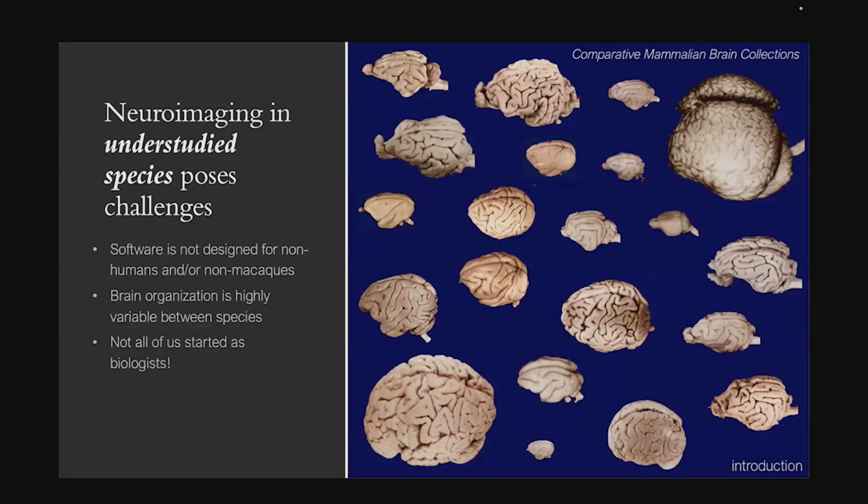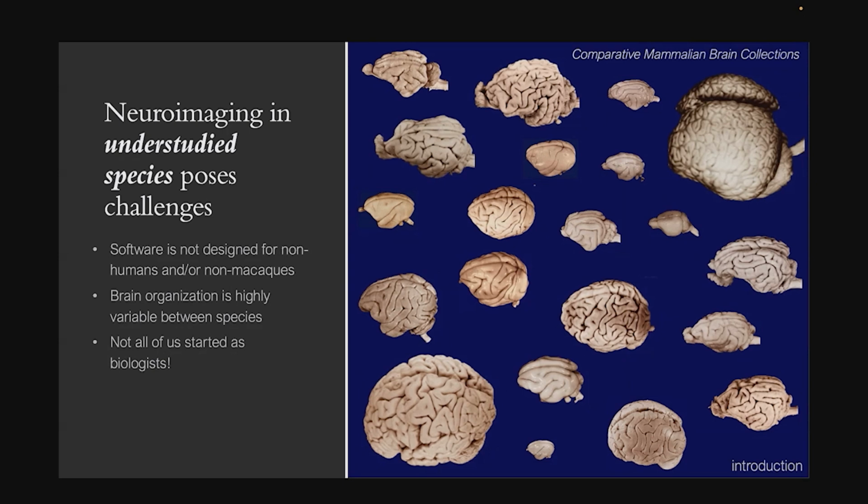Neuroimaging in these understudied species does pose challenges. The first main one is that software that's used for neuroimaging analysis is not designed for these species. It's usually designed for humans. Sometimes it's specialized for macaques. But outside of that, generally these software are not designed to handle them. So there will be some things that we have to do to assess this and tackle it. Also, another problem is brain organization is highly variable. Across mammals, you have a wide range of variability in sulcal organization and just the gross anatomy of the brain that will cause you challenges as well.